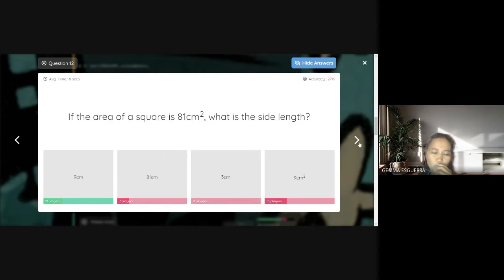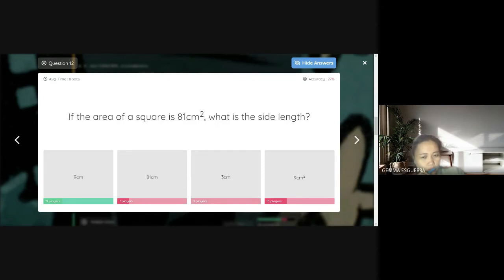Next, if the area of a square is 81 square centimeters, what is the side length? Kung naalala ninyo, napag-aralan na ninyo during elementary, the area of a square is S squared. Tama po ba? Nag-aral na ba kayo ng ganito? Okay, so what is the side length? Ang square, all sides are equal.